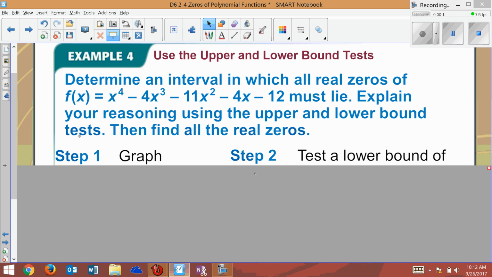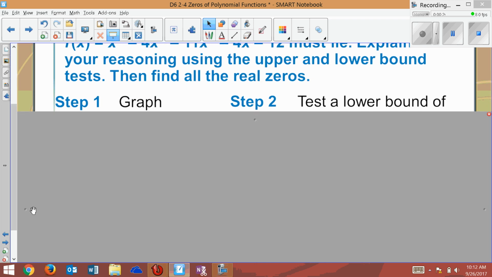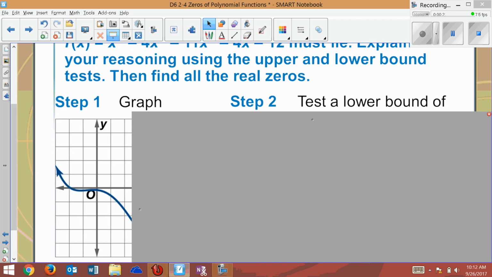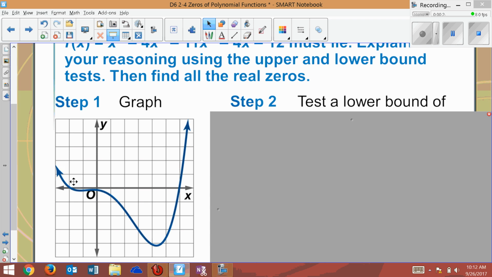And honestly, you don't need to know the algebra as much because if you graph it, you can figure out where all the zeros lie between. So it looks like to me, the farthest zero on the left is -2, and the farthest on the right is 3, 4, 5, 6. So it looks like they're -2 and 6.